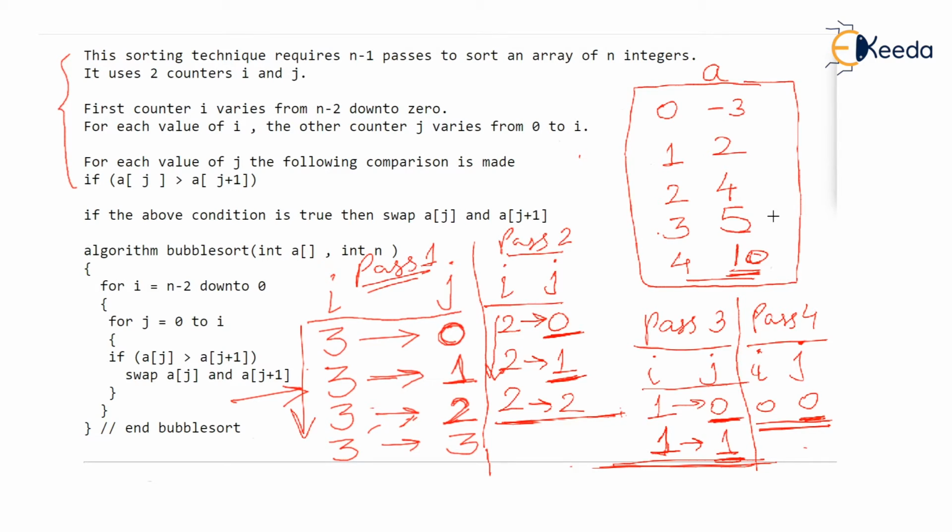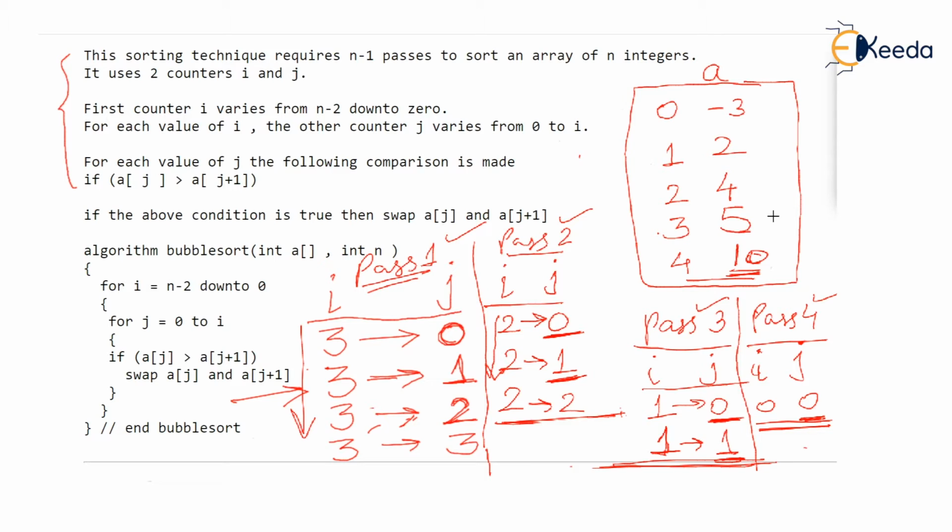So how many passes are needed if you have 5 elements? Yes, 0 to 4, isn't it? 5 elements, 4 passes: pass 1, pass 2, pass 3, pass 4. Then in general, how many passes will be needed if you have n elements? N minus 1 passes, correct? So bubble sort requires n minus 1 passes to sort an array of size n.